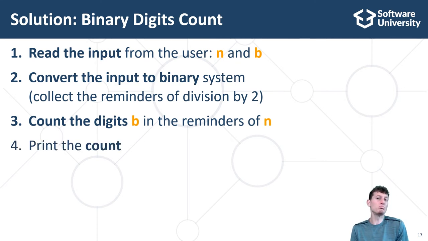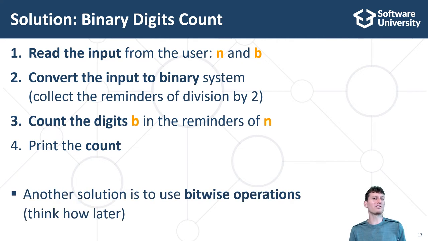And another solution can be constructed by using bitwise operations. We can take the last bit using an appropriate bitwise operation and check whether this bit is equal to b. Then we can shift all the bits to the right and take the last bit again, and we can repeat the same for all the bits. We shall learn how to do such bitwise manipulations in the last section of this lesson.